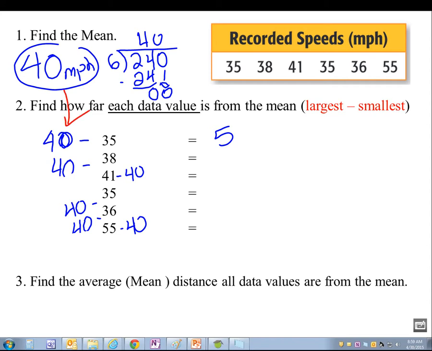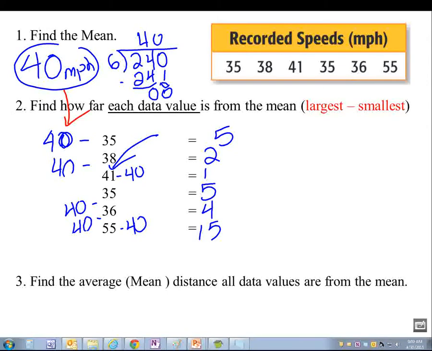So we're going to find the difference of the high number and the low number. For the 35 miles per hour, we found that 35 is 5 from it. 40, as everyone just found out, is 2 away from it. This one here, we had a 41, which is going to be higher than our average, so we have to subtract our average, our mean, from that number, which is just going to be 1. Then we have 40 minus 35 again, which is 5. We have 40 minus 36, which is going to be 4. Then we have 55 minus 40, which is 15.